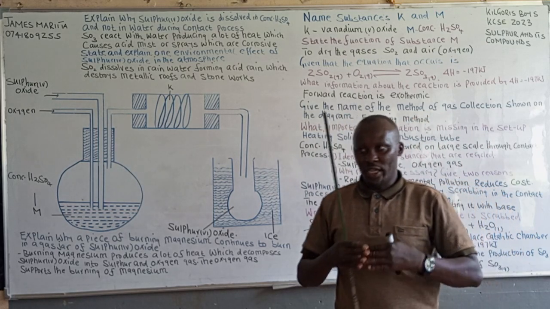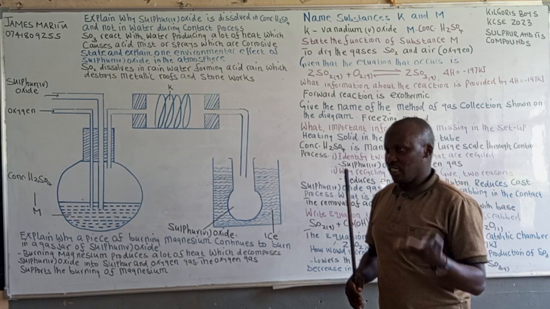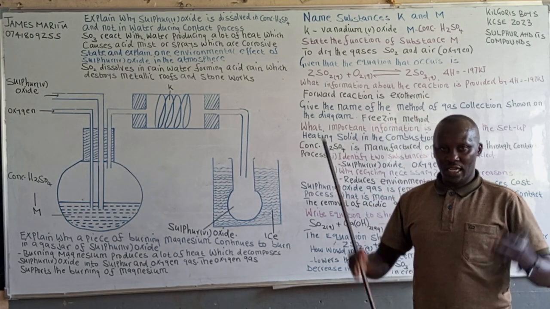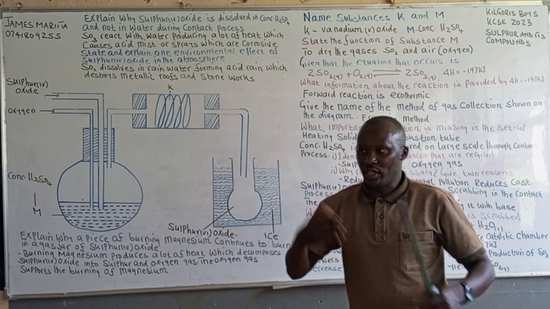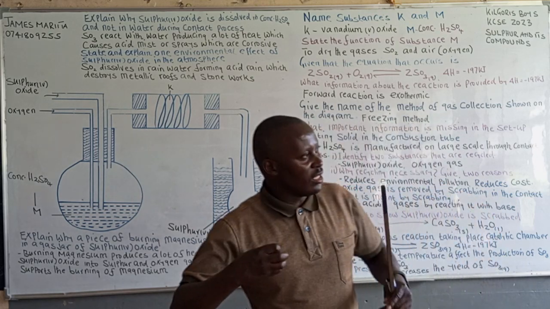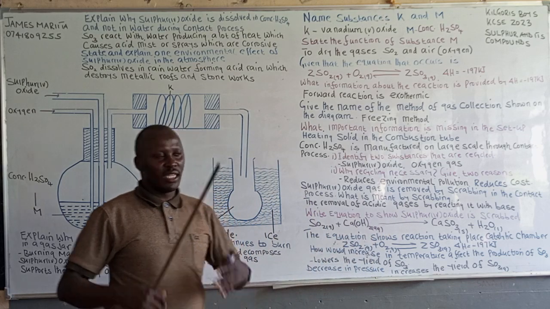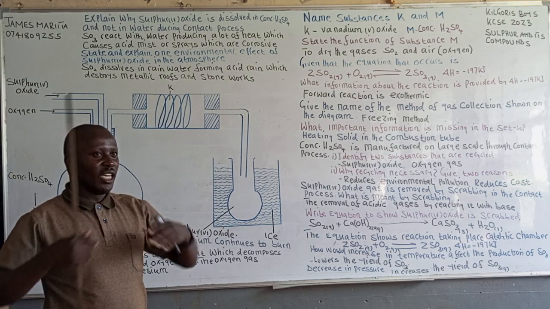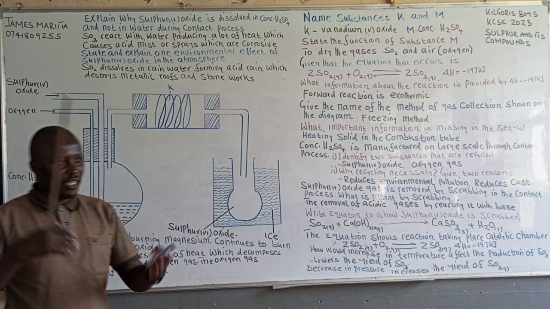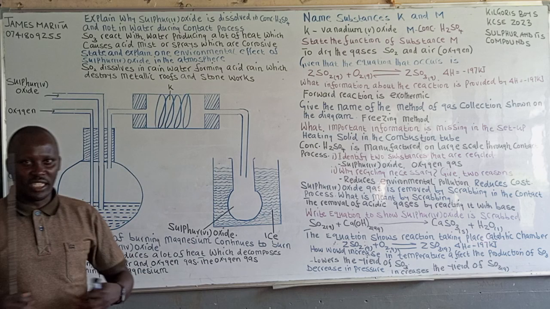Then when the gas is wet, it is normally collected over water because the gas is insoluble in water. Other gases like carbon dioxide, dry carbon dioxide, is normally collected by downward delivery because the gas is denser than air. Like ammonia gas, dry ammonia gas is normally collected by upward delivery because the gas is less dense than air.